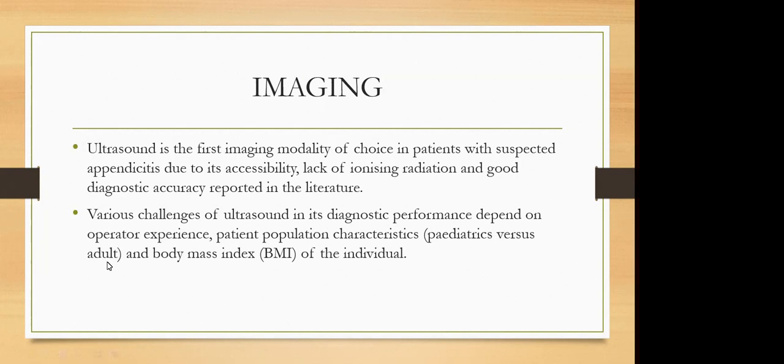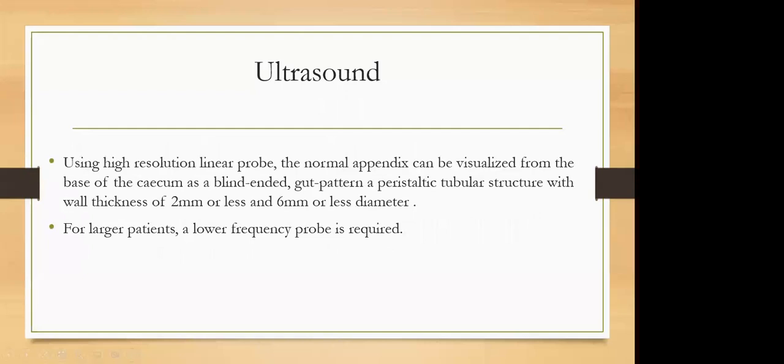Using ultrasound, use a high resolution linear probe, and the normal appendix can be visualized from the base of the cecum. The thickness is 2 millimeters and the diameter is 6 millimeters. For a larger patient, you should have a lower frequency probe. So generally, when you're doing the scan, make sure that your scanner has at least 2 transducers, the probes: the high resolution linear probe and the low frequency probe.